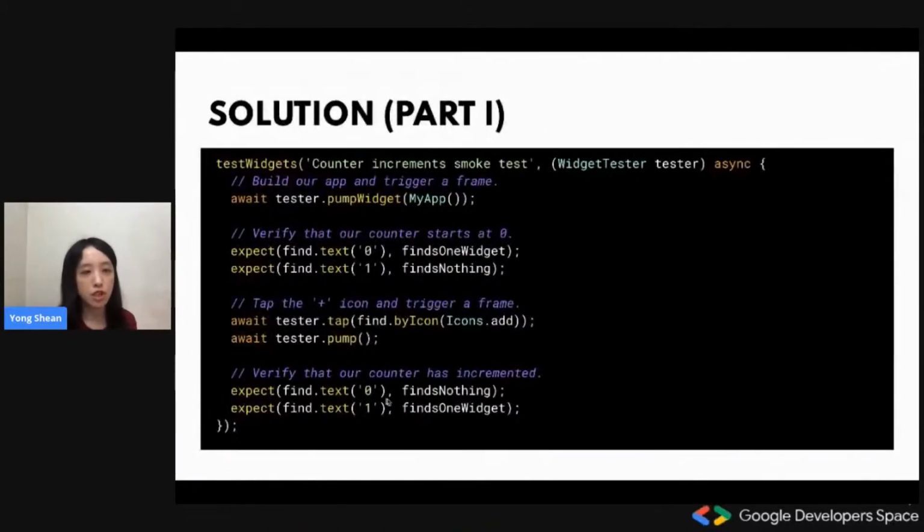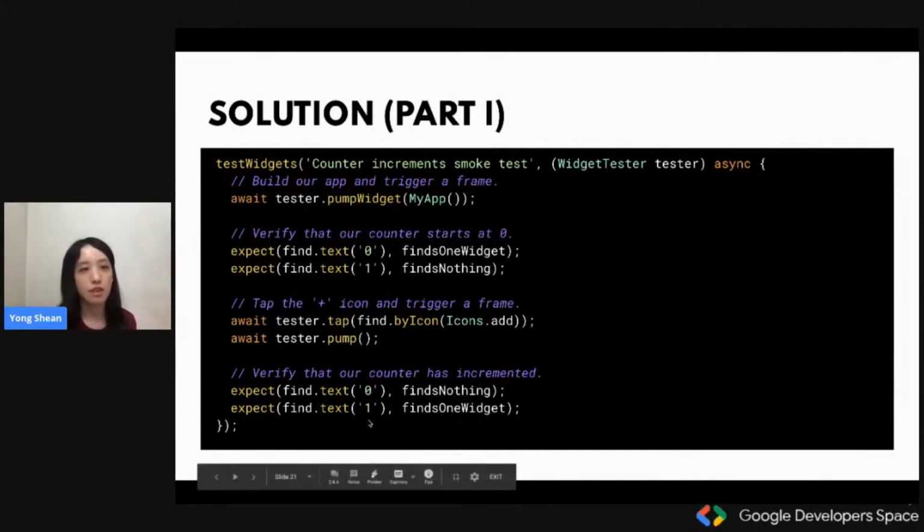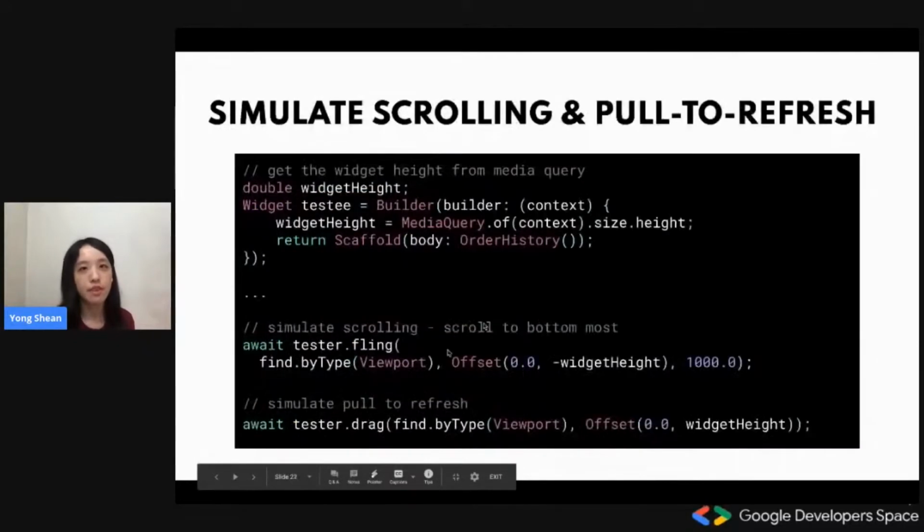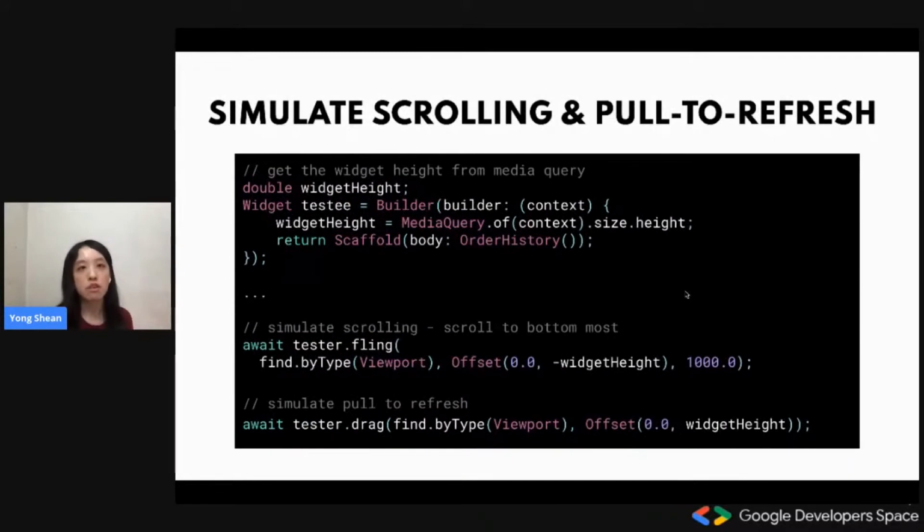Then after that, you should check that you should no longer see the text 0, and now you should see the text 1. So that's what the tests do. Then you might also want to simulate some other events, not only the button tap events. You can also simulate, for example, the scrolling events and the pull to refresh events.